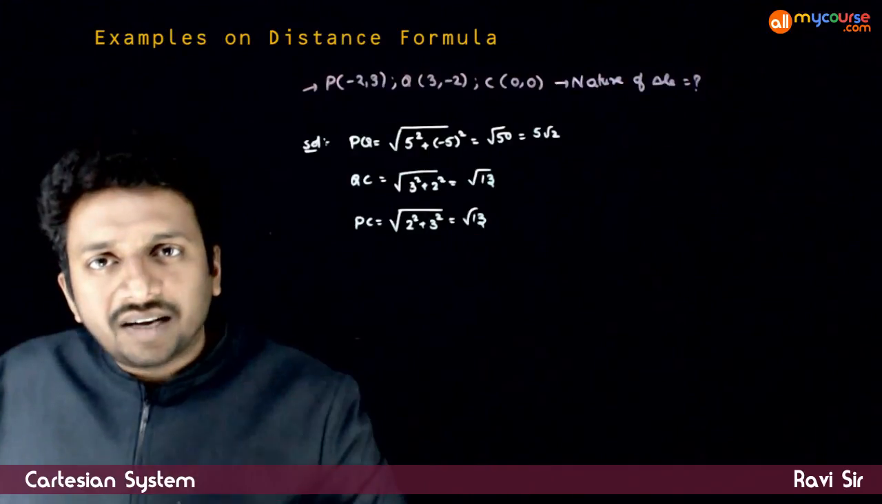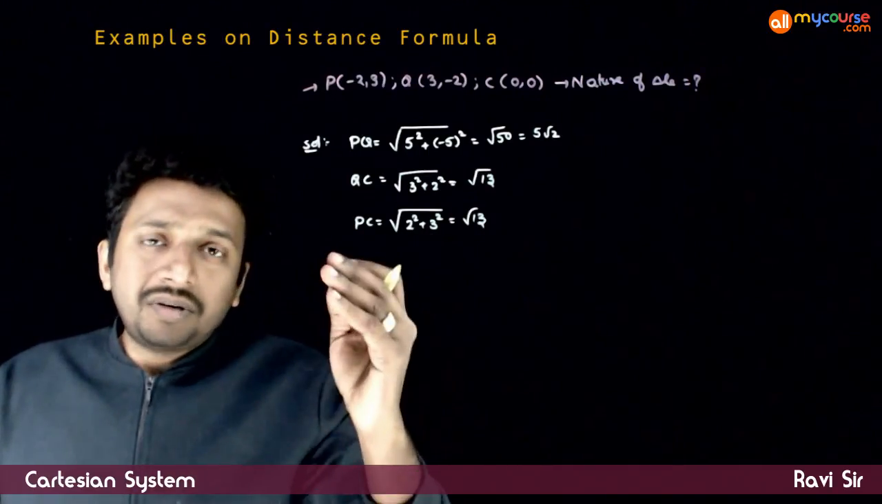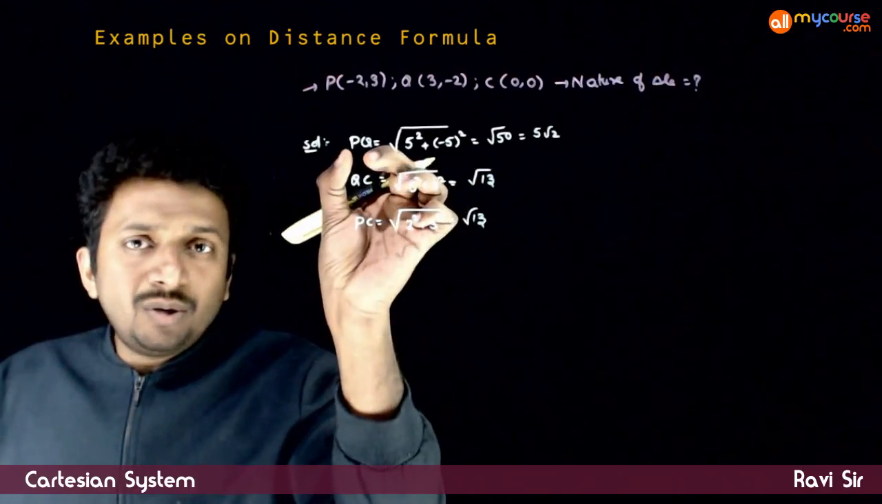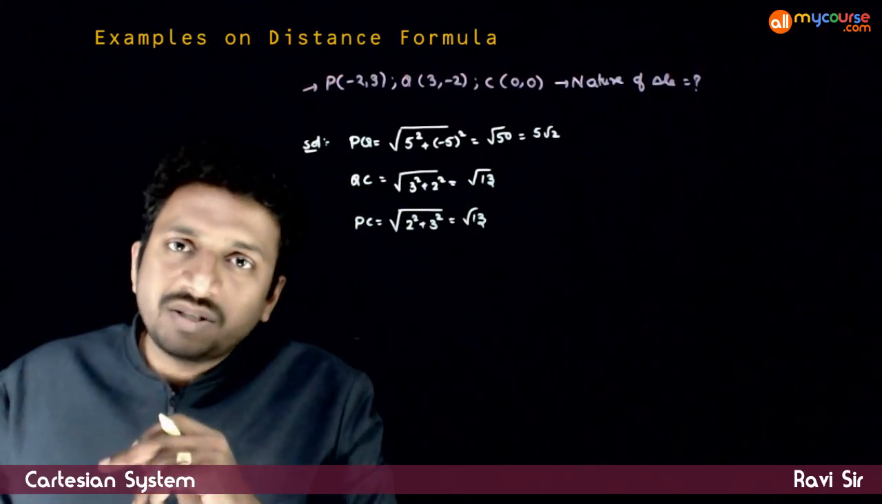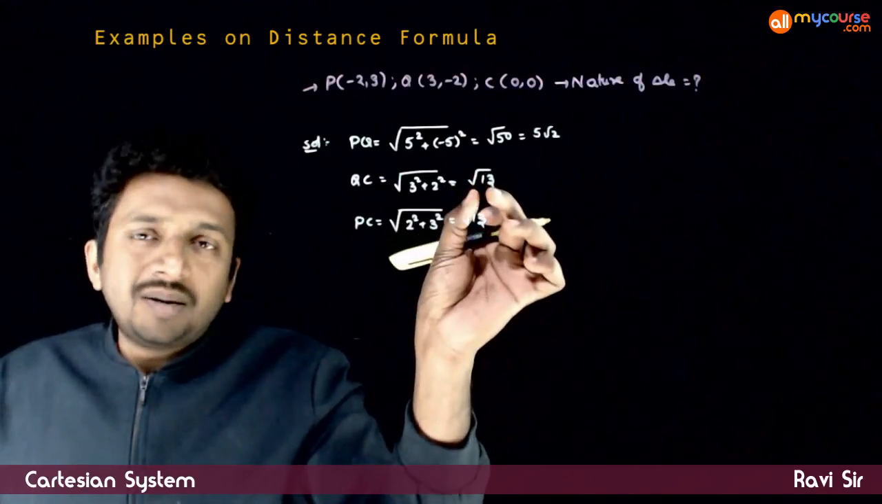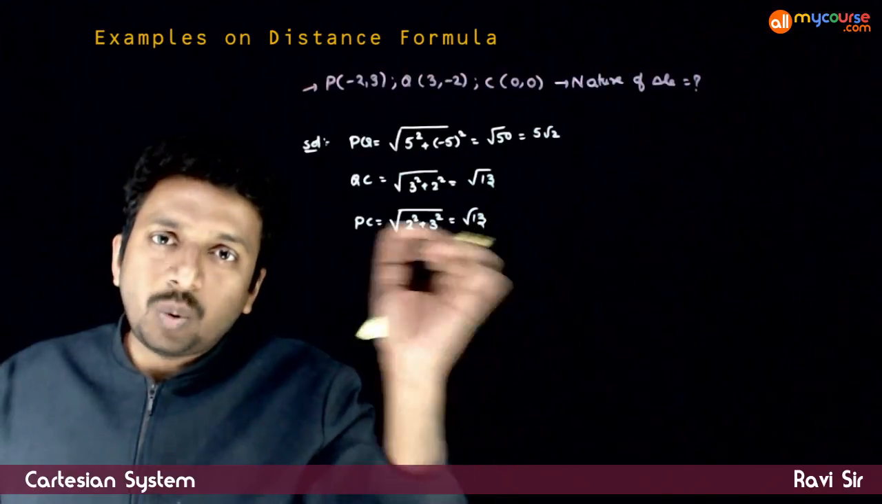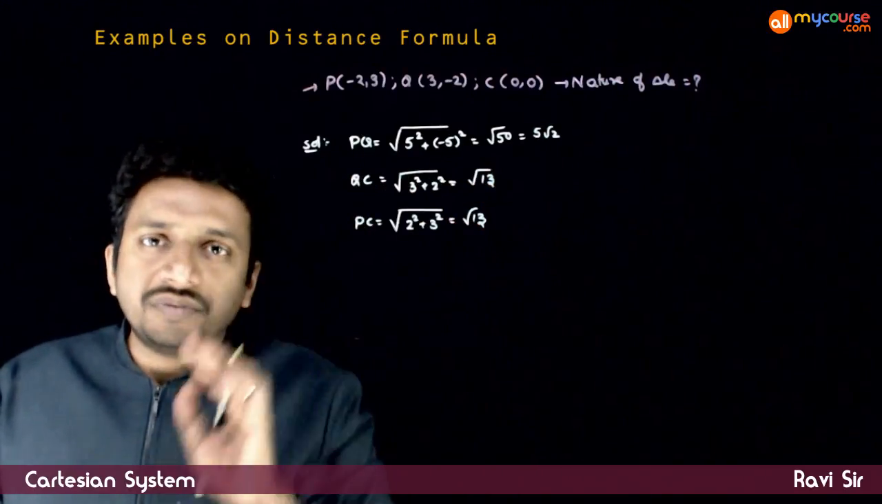So two sides are equal and the third side is different. And you can very clearly see that PQ square is not equal to PC square plus QC square. So I am also checking for right angleness. So Pythagoras theorem is not valid because QC square plus PC square is 26, but PQ square is 50.